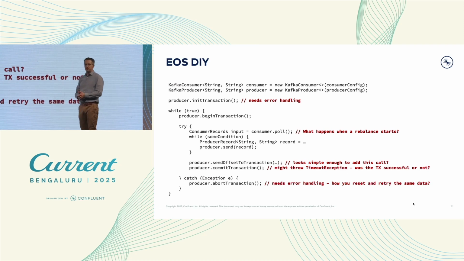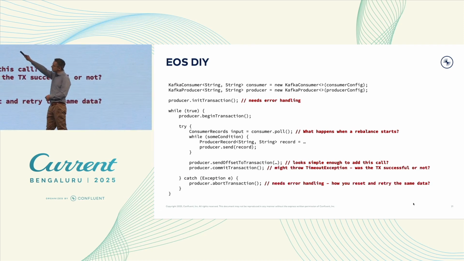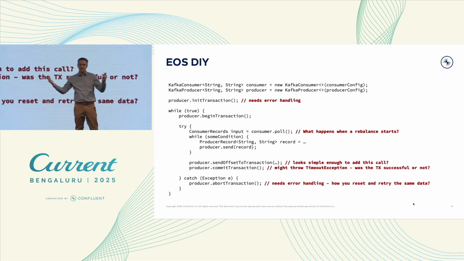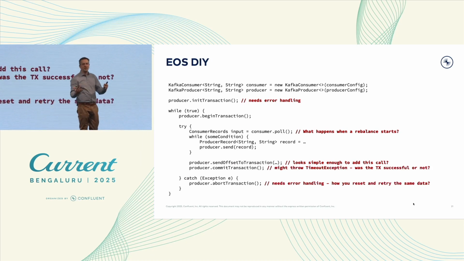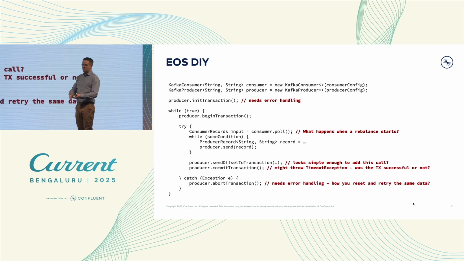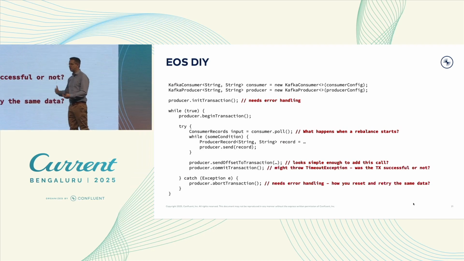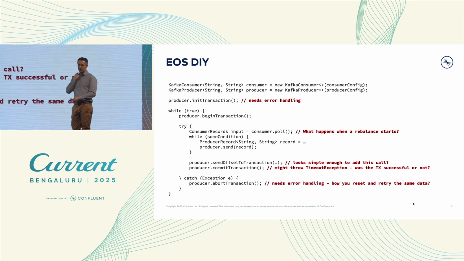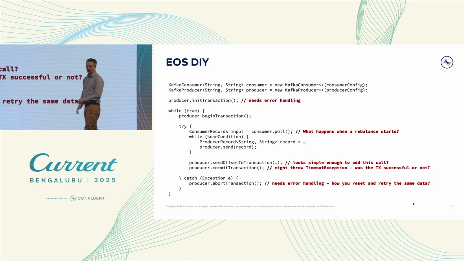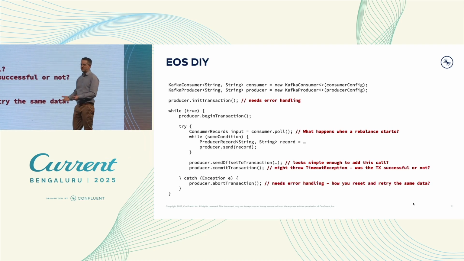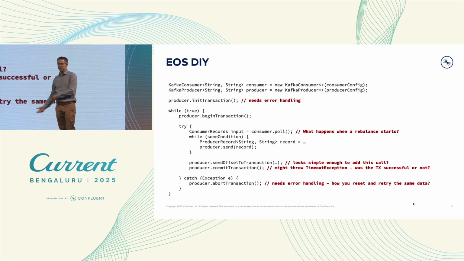So what happens if a rebalance starts while you call poll? We just called producer begin transaction before, so we're in the middle of a transaction. Now you need to take care of this, right? You cannot just go on with the rebalance, you might lose partitions, so you need additional logic to actually commit your transaction in between, making it more complicated. And again, what happens if you cannot commit the transaction because there's another error?